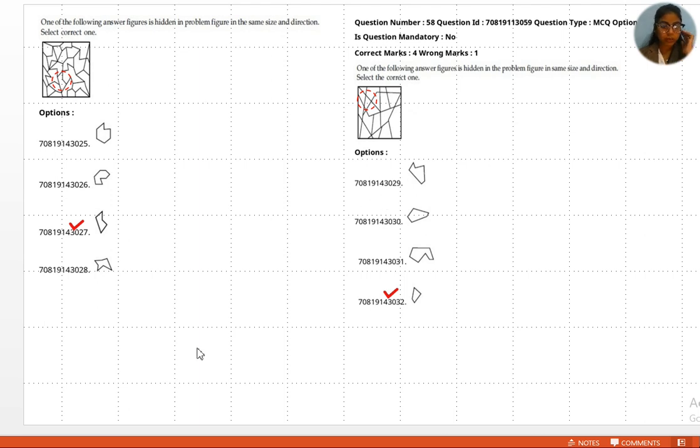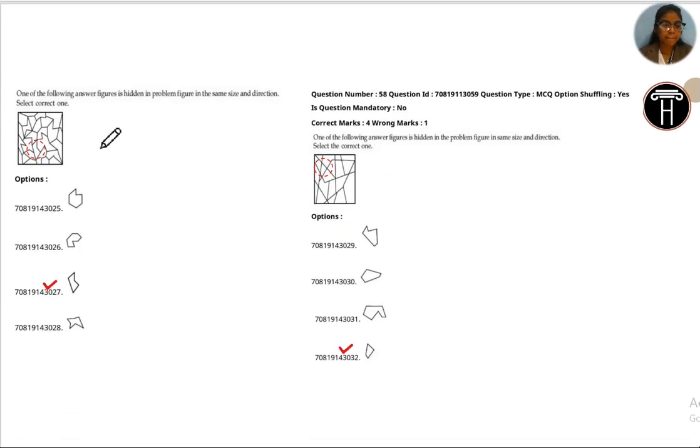So the next question is talking about how one of the following answer figures is hidden in the problem figure. You have been given the answer figures, and the question is saying these answer figures are hidden in the question figure. This is your question figure. In the same size and direction, please note down same size and direction. Same size as the size given to you in the answer figure, and in the same direction. It is not possible that it might be a mirror with respect to the x or y axis or anything.